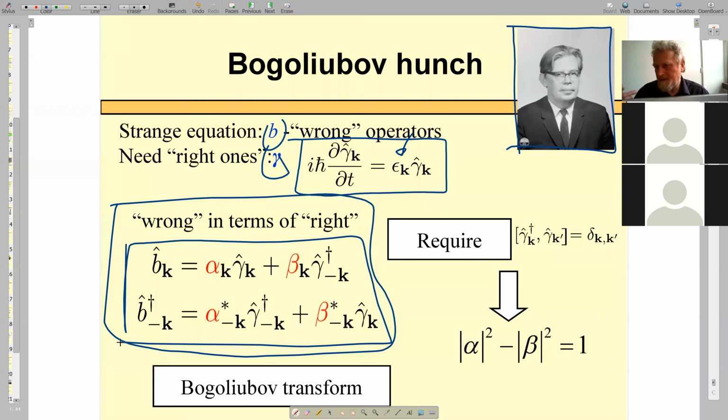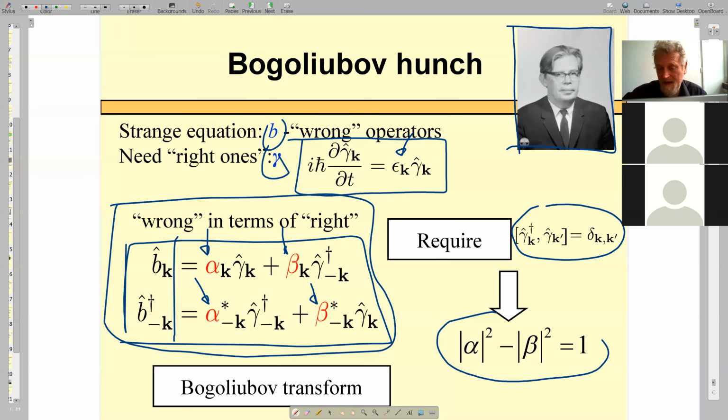Good. So how to do this? One can make it operational. One can assume that there are some superpositions with yet unknown alpha and beta, for each k. One has to look at whether the commutation relations for gammas are the same. They're again representations of boson creation and annihilation operators. And that boils down to the following requirement.